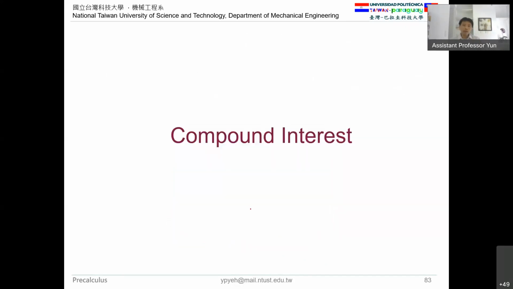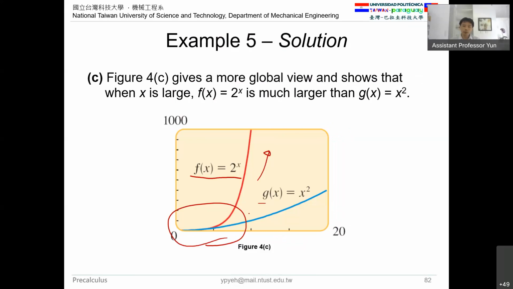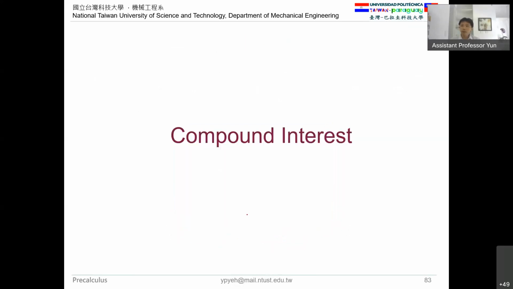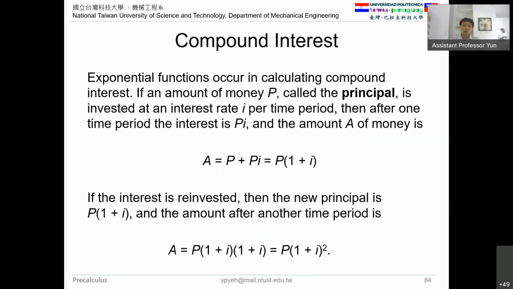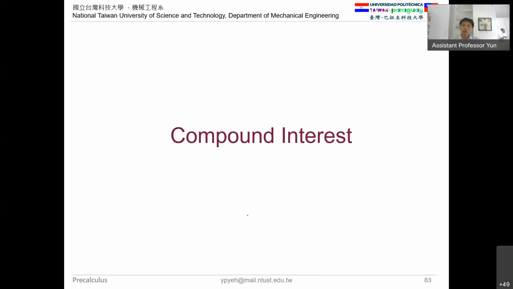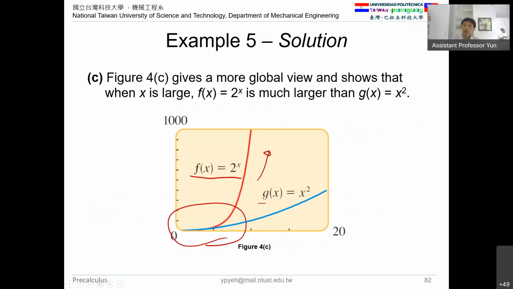Okay, so I think that's some introduction of the exponential functions. It's almost 12 now, so maybe we will stop here. Do you have any questions on today's sections?